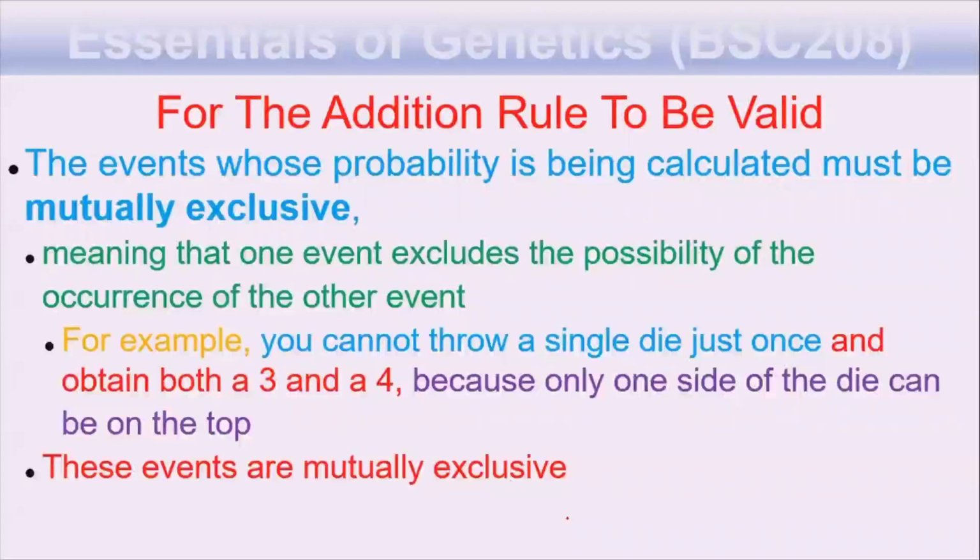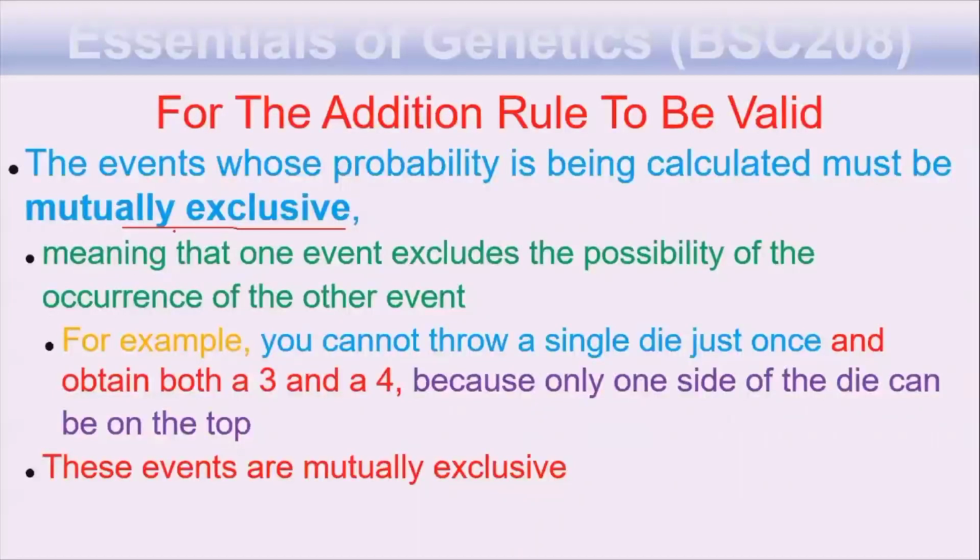So for the addition rule to be valid, the events whose probability is being calculated must be mutually exclusive. So you should keep in mind this thing, that mutually exclusive events are necessary for applying the addition rule. So if the events that are happening, they are not mutually exclusive, they are independent, they are not linked to one another, then we will use multiplication rule.